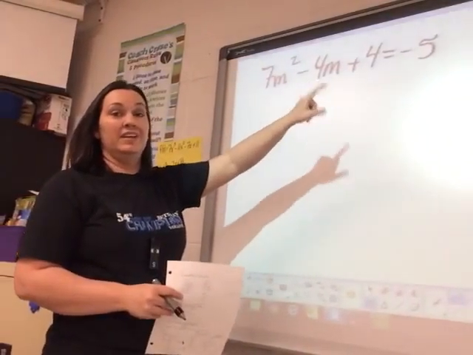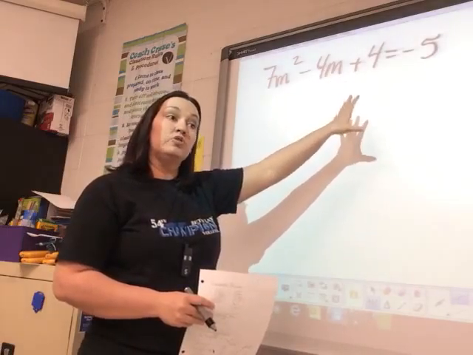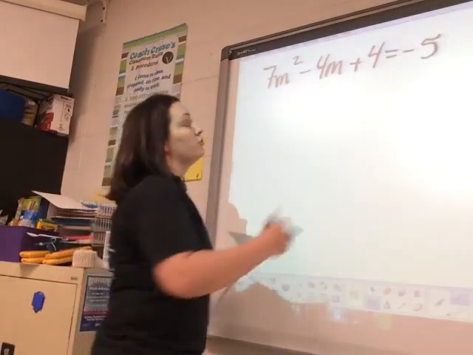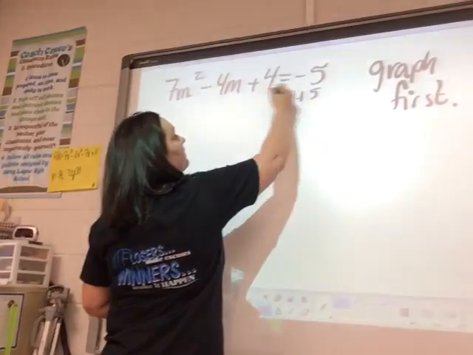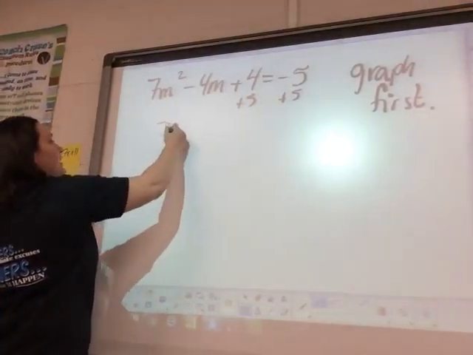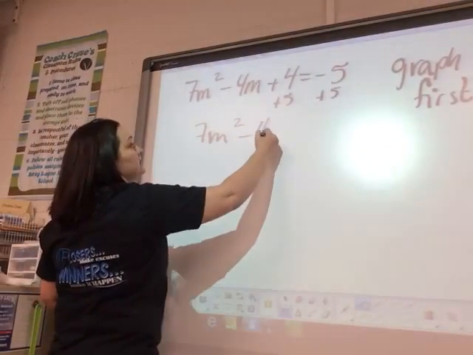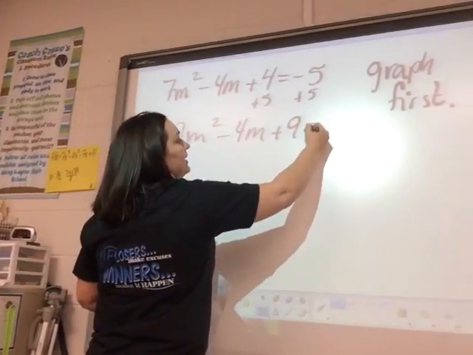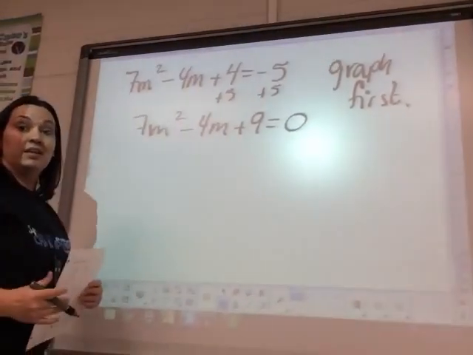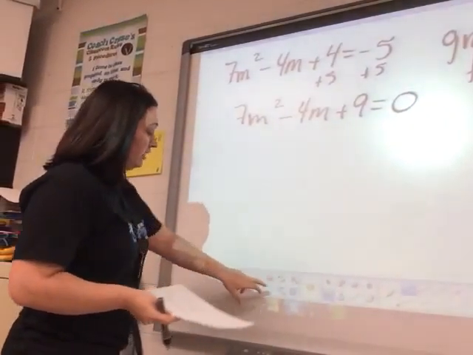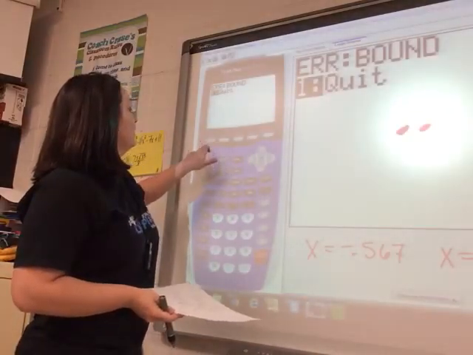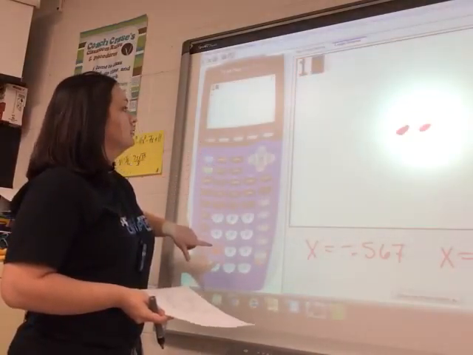So we've got this problem. Again, you've got to set it equal to 0 first. That's very, very important. That's crucial. Add 5 to get 7m squared minus 4m plus 9 equals 0. Let's go back to that graph, that screen, and let's clear out what we got in there. So second mode to quit.